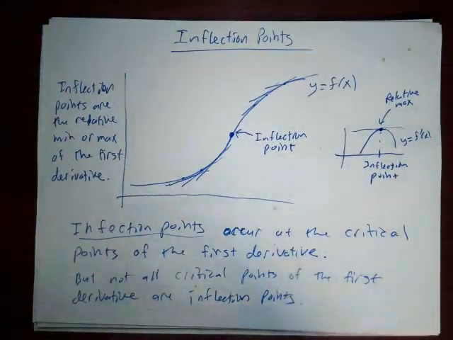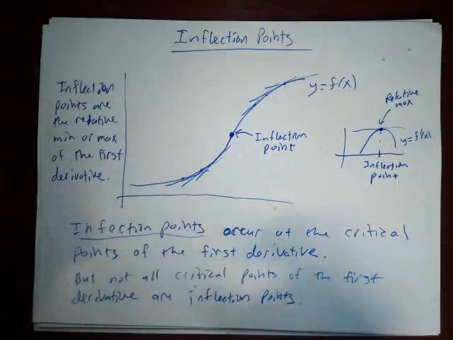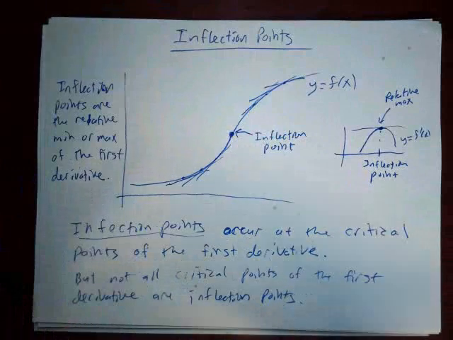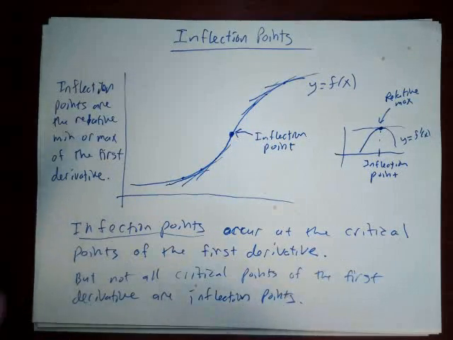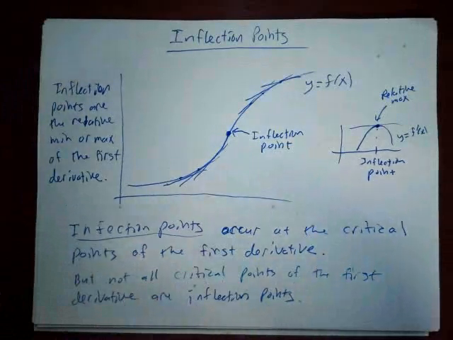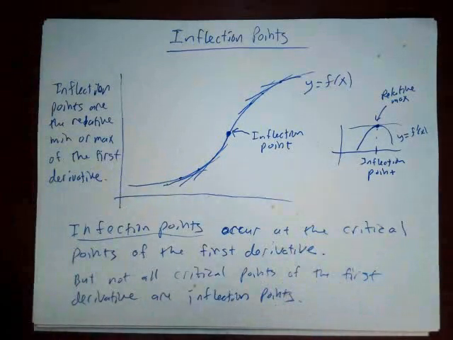So basically, the inflection points are the relative min or max of a first derivative. And so they're going to occur at the critical points of the first derivative, which are not necessarily the critical points of the original function.